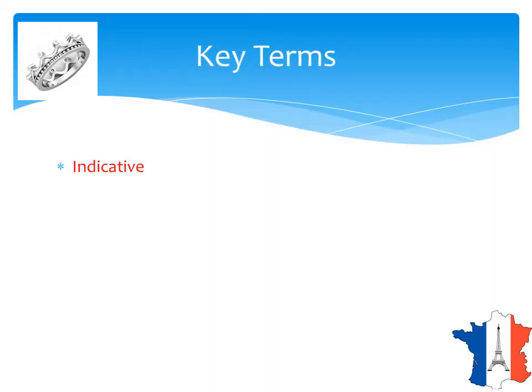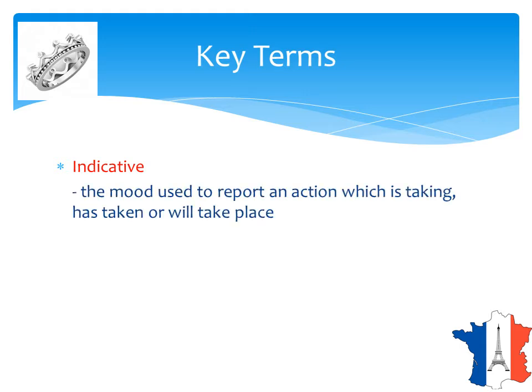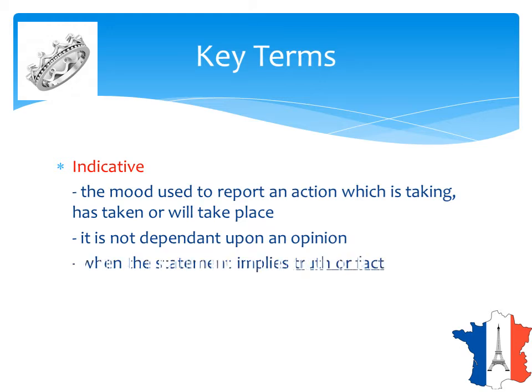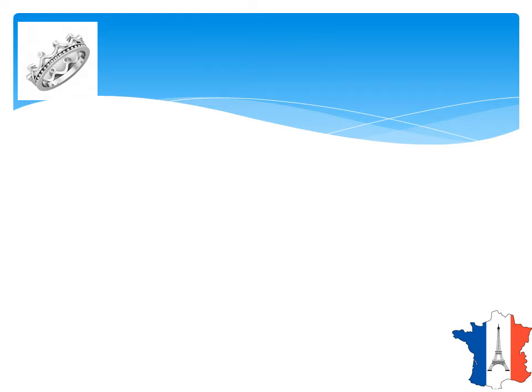There are some key terms before we go. Indicative is the mood which is used to report an action which is taking place, which has taken place, and which will take place, like present, past, future. It is not dependent on any opinion. When the statement implies a truth or a fact, you just use the indicative.